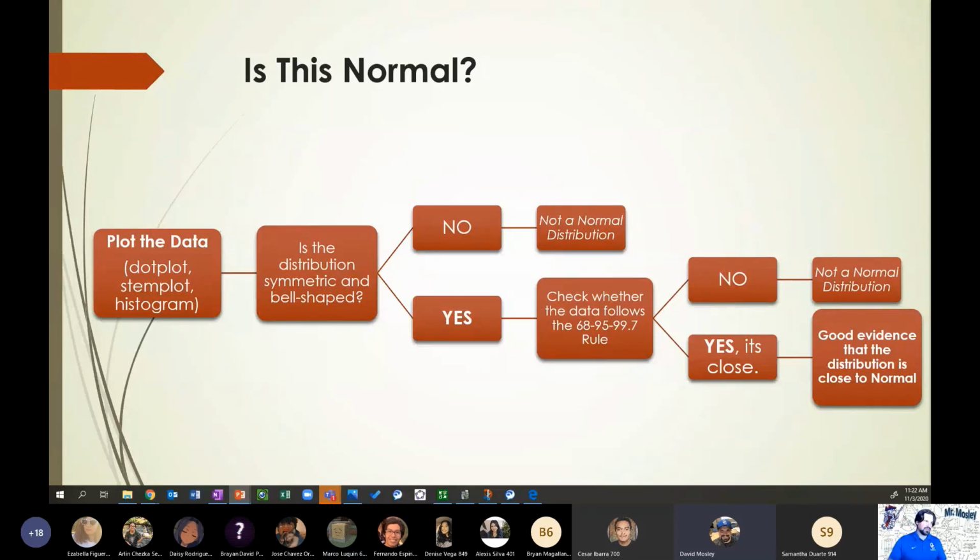So make a graph. Make a visual so you can see what the data looks like. Is it symmetric and bell-shaped? Does it follow the 68, 95, 99.7 rule? If it does, we can say that it's probably approximately normal.